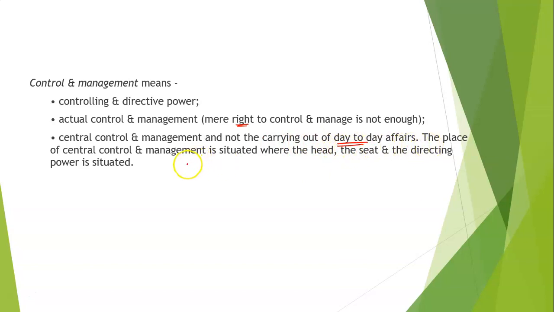So the place of central control and management is situated where the head, the seat and the directing power is situated. So wherever the head or the seat of the HUF or the directing power is situated is said to be the place of control and management. And if it happens to be at least partly from India, then the HUF is resident. If not, even a part is within India, then the HUF is a non-resident. So that's all for the rules for deciding the residential status of an HUF. So yes, with that we finished the process of determining the residential status of an individual and an HUF.